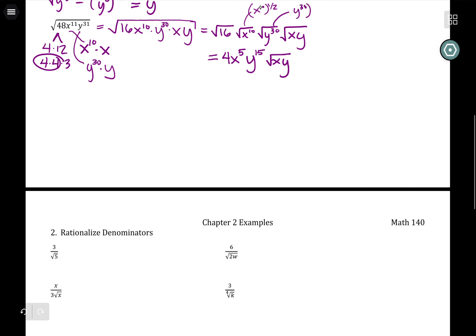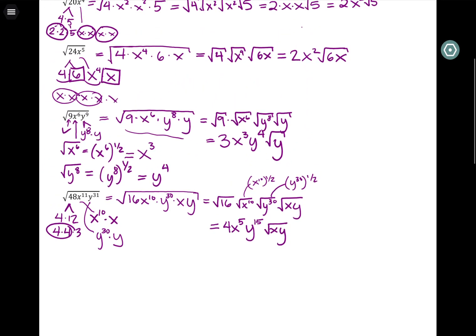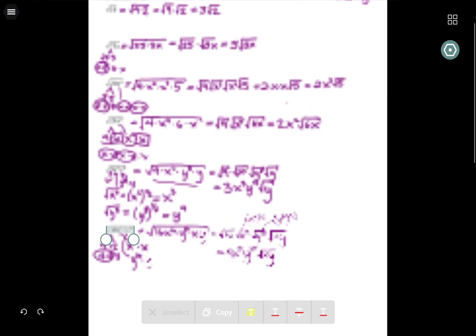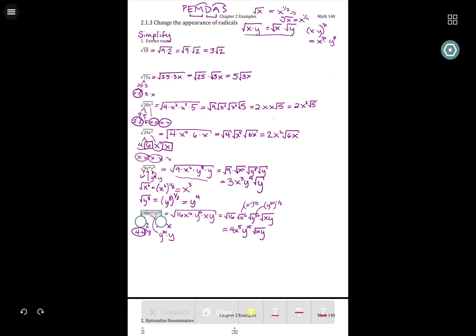It gets divided by 3 if you were going to take a cube root. Okay, so this is extracting roots, simplifying a radical by removing any perfect square factors from underneath it.